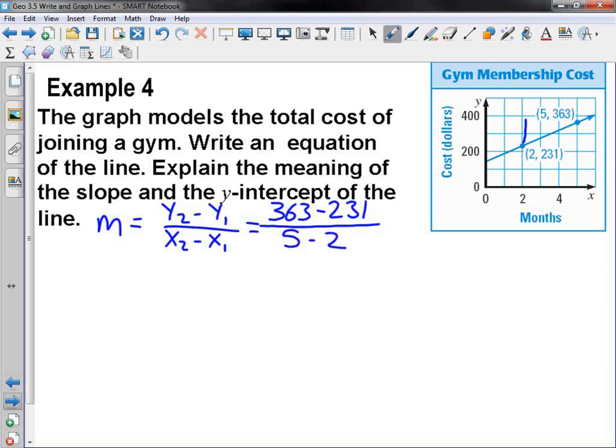Okay, good. If I do my math there, that's 132 over 3, which I think is 44. I think it reduces down to 44. So my slope is 44, right? What else do I have to find? The y-intercept, right? Let's ask Jessica, can you help me set up the equation to find the b value, the y-intercept?